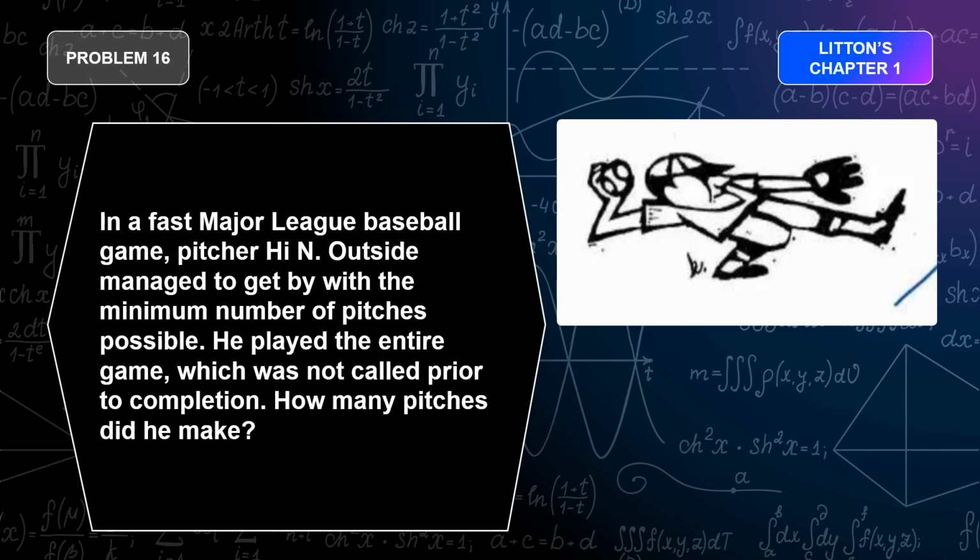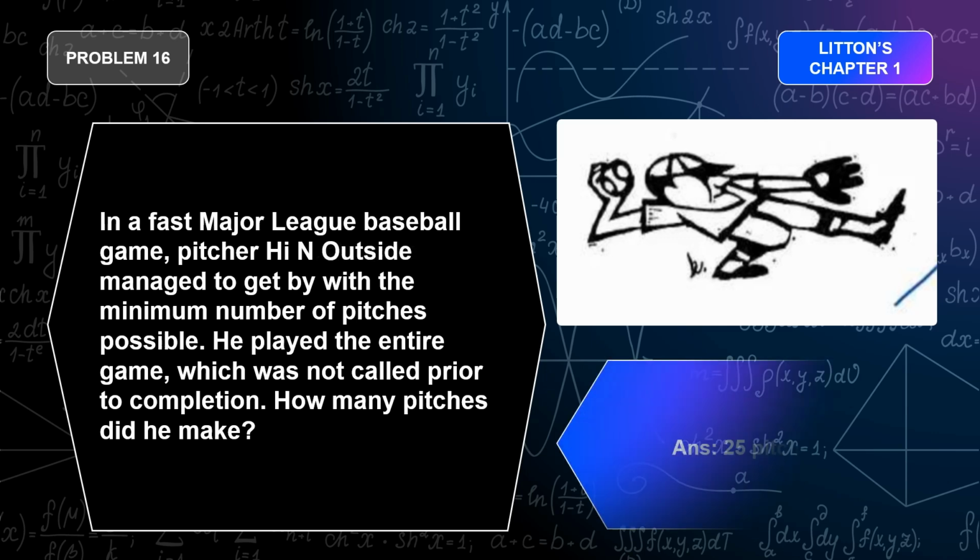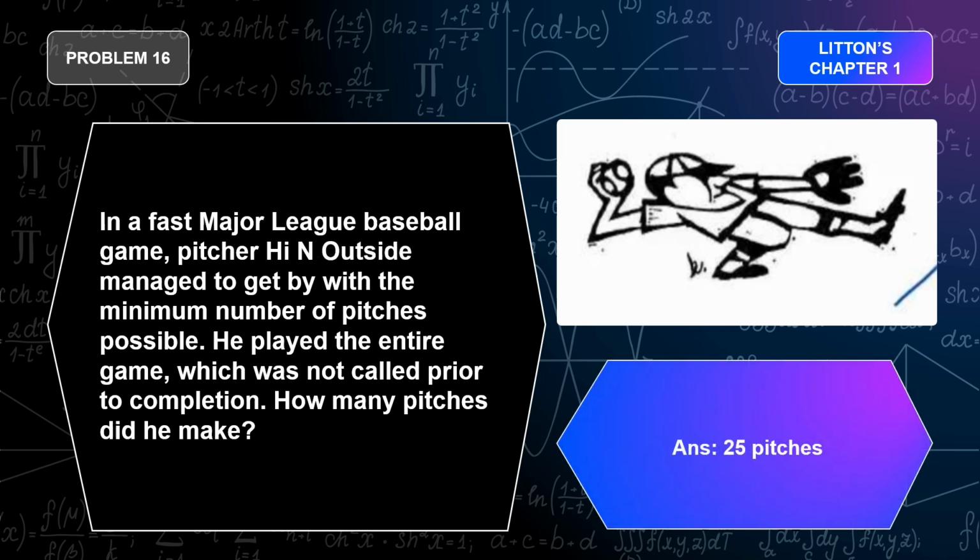Problem number 16. In a fast Major League Baseball game, pitcher High and Outside managed to get by with the minimum number of pitches possible. He played the entire game, which was not called prior to completion. How many pitches did he make? The correct answer is 25 pitches.